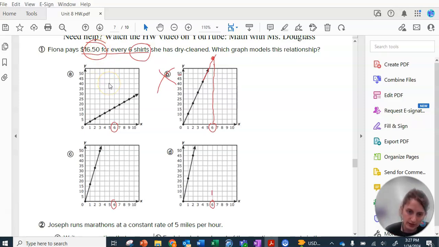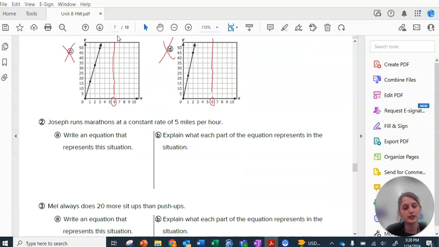Here again, we go up, up, up. We're nowhere even close to touching this line. This line has a much steeper slope, which means that it's going to take a lot longer to hit that six, and we're already past $50. This six, up, up, up, again, still not anywhere close. This six, oh, I finally intersected with the line. Follow it over as straight as you can. This one is a little bit more than 15. I'm betting that's our $16.50. So that's how you solve it.